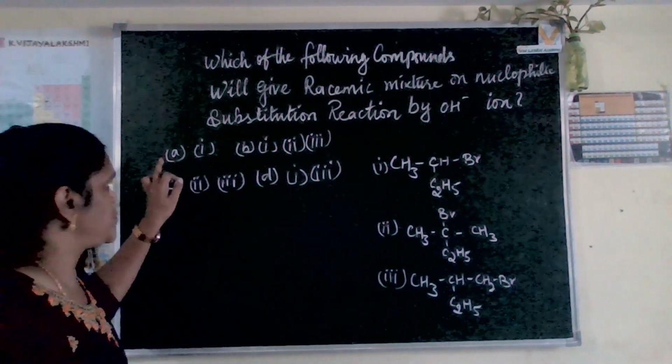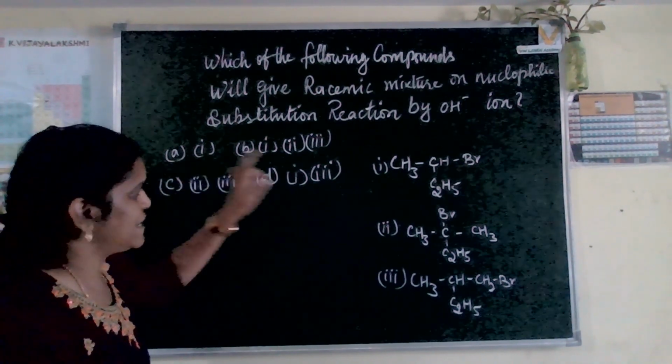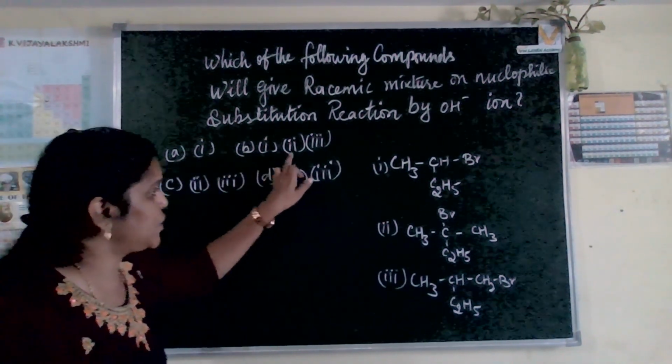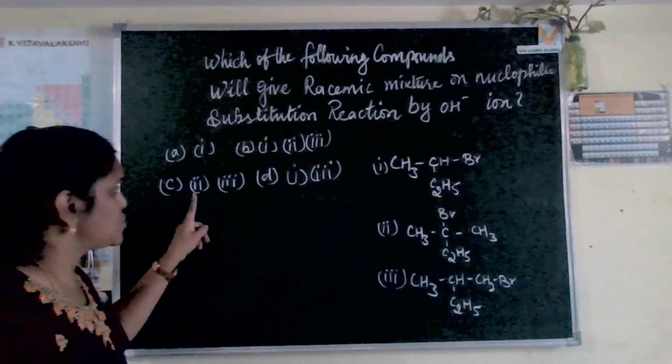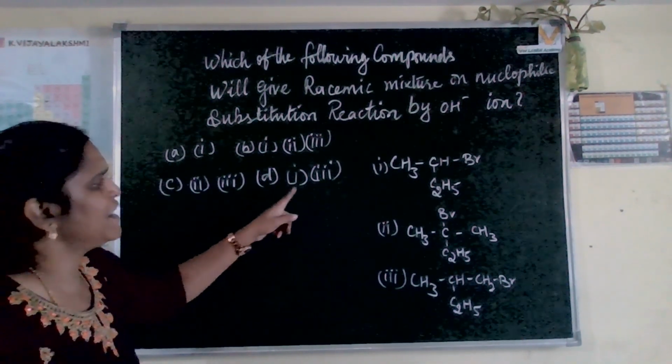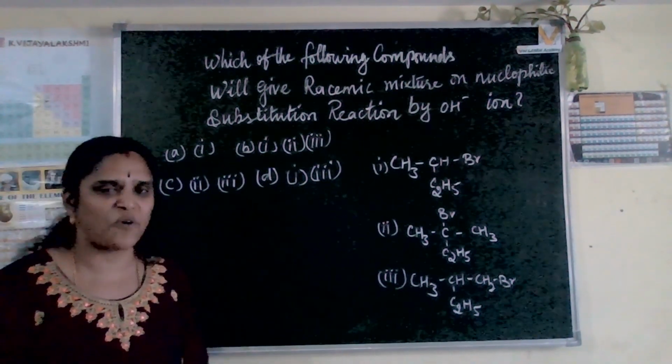Actually, they have given options. A is only one. B is 1, 2, 3. C is 2 and 3, and D is 1 and 3. Let us go and find out.